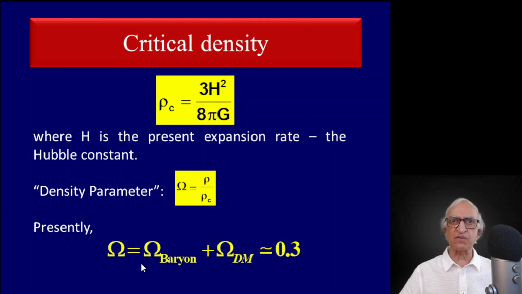Presently, we know from a variety of observations that the value of omega is 0.3. Now, what is included in this budget is the energy density of baryons and radiation, as well as the energy density of the dark matter, which we do not see directly. So please remember that as far as we know from observations, we have concluded that the omega parameter of the universe is 0.3. So it is less than the critical density.